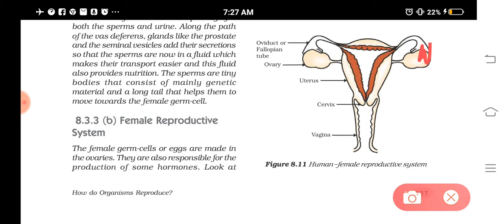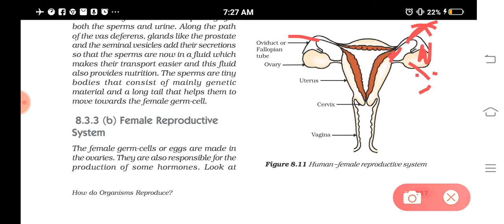And this is known as this structure. Its one end is just placed above the ovary, and the other end is attached to the uterus. This part is known as what? Oviduct. Here also you can see. So oviduct is a tube that is not connected. It is just placed above the ovary, and its one end is connected to the uterus.